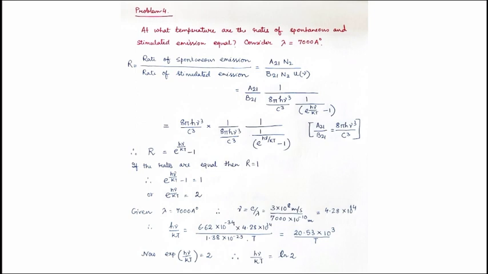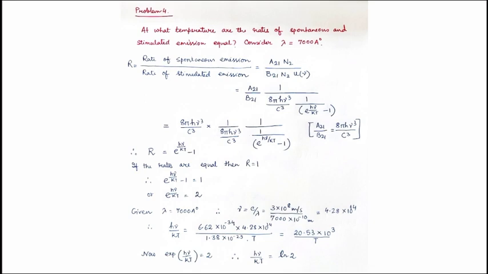Now, in the question, these two rates are equal, which means R is equal to 1. So e to the power h nu by kT minus 1 is equal to 1, so e to the power h nu by kT is equal to 2. We need to find the temperature at which these rates are equal. Lambda is given here as 7000 angstrom.